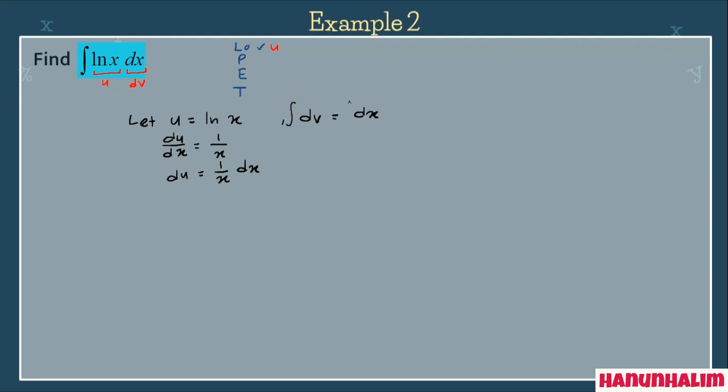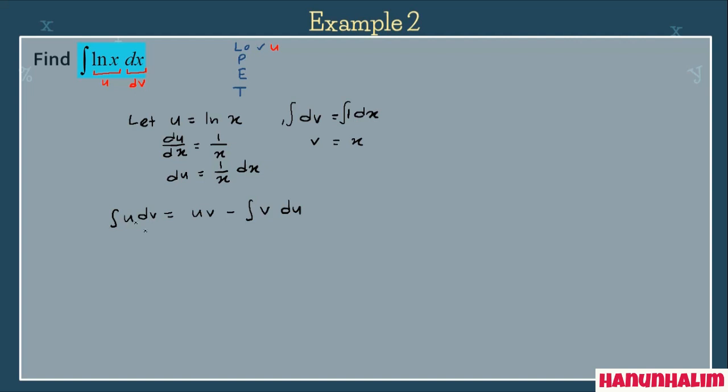So kita integrate both side. Bila kita integrate dv, kita akan dapat v. Bila kita nak integrate dx ni, dia ada satu. Okay, kita macam integrate satu lah. So bila integrate satu with respect to x, kita akan dapat x. So v equal to x. Now write the formula first. So integral u dv equal to uv minus integral v du.